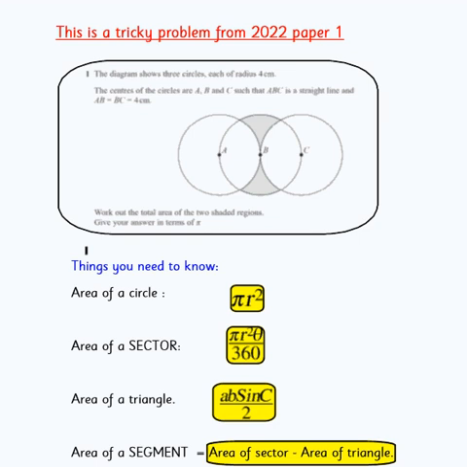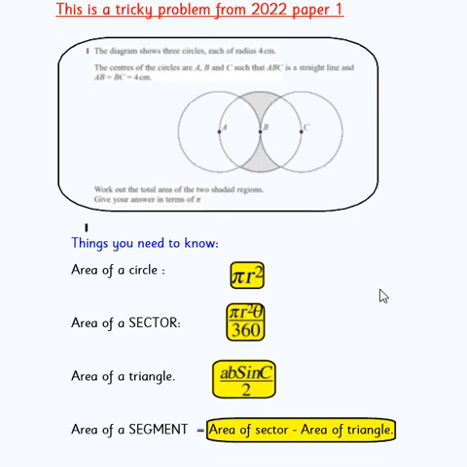Now, this question is what I found from 2022 paper 1. A very, very difficult question. What I should do is find the area of these two shaded portions. And I put down here what you need to know to do this. You need to know the area of a circle, area of a sector, area of a triangle, and the area of a segment.